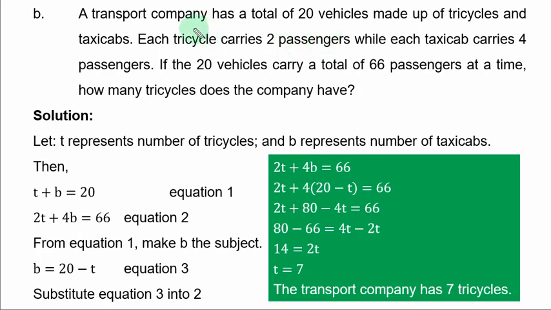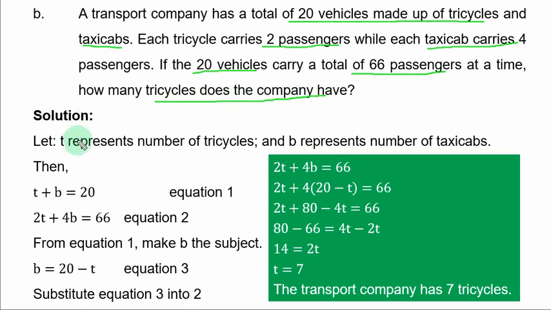Question 2b. A transport company has a total of 20 vehicles made up of tricycles and taxi cabs. Each tricycle carries 2 passengers, while each taxi cab carries 4 passengers. If the 20 vehicles carry a total of 66 passengers at a time, how many tricycles does the company have?